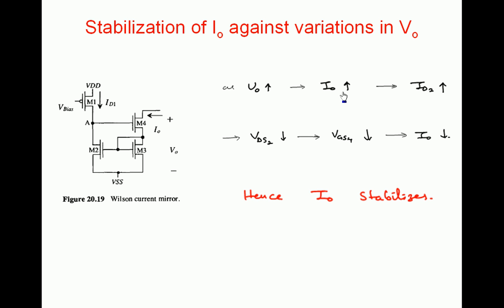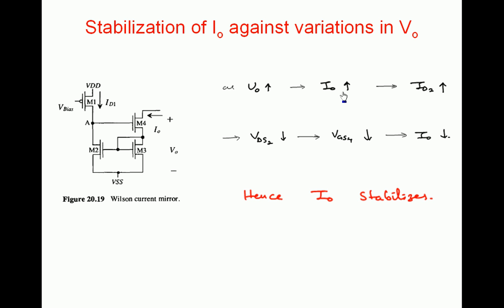Why does I0 increase when V0 increases? Because of channel length modulation. Even though you are applying the same gate to source voltage, whenever the drain to source voltage increases, that results in more current. For a given gate to source voltage, as VDS increases, drain current increases. This is the principle of channel length modulation.